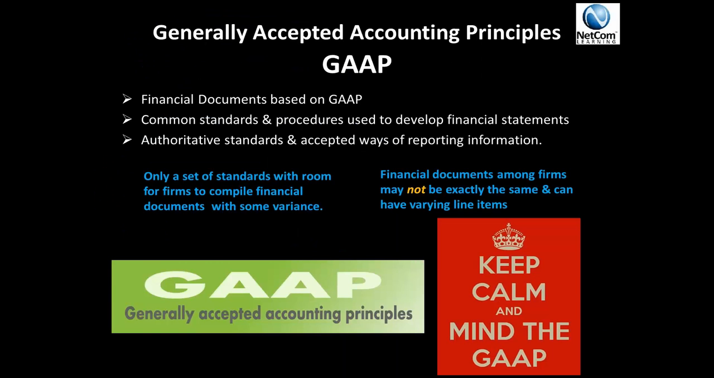Now let's talk briefly about GAAP, because not every income statement among different companies will look the same. Financial documents are based on the generally accepted accounting principles, or GAAP, and this is a set of common standards and procedures used in developing financial statements. It's only a set of standards, so there is room for firms to compile financial documents with some variance. No two income statements among differing companies will look exactly the same.